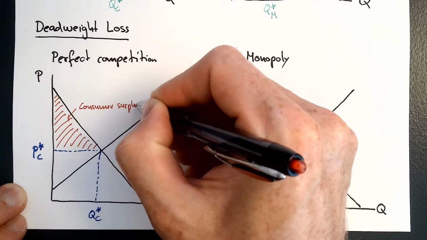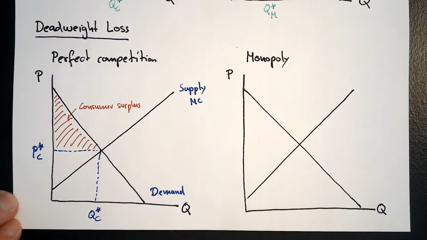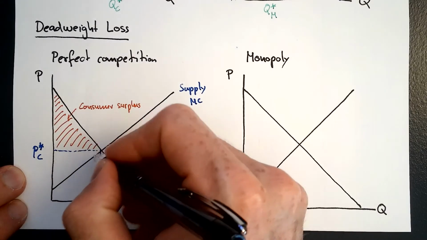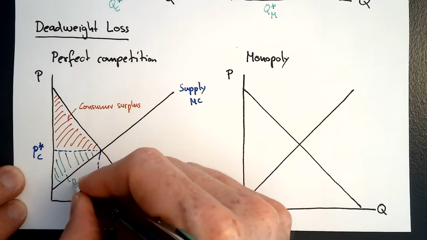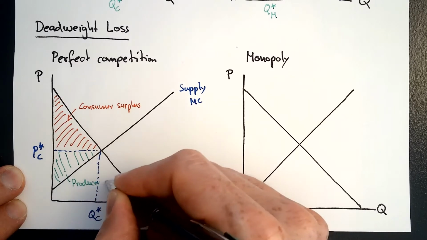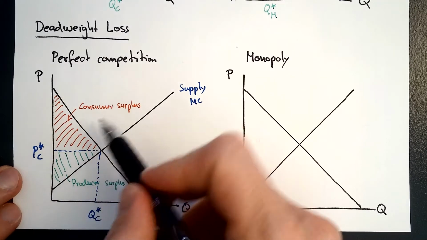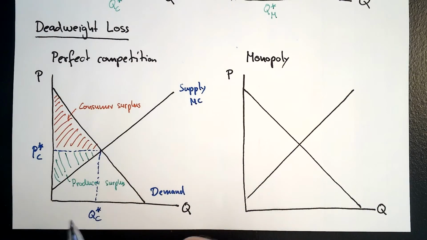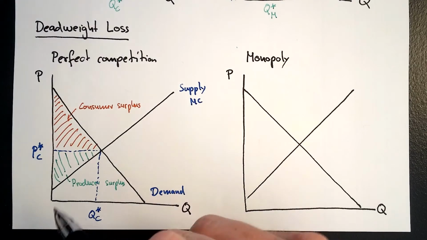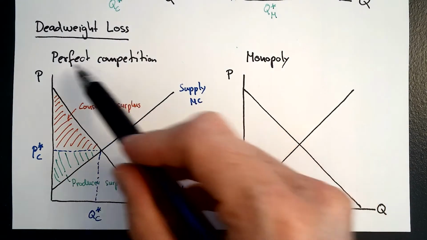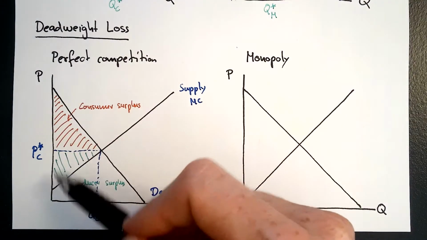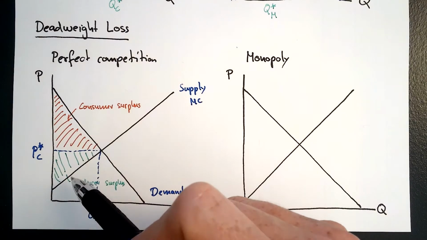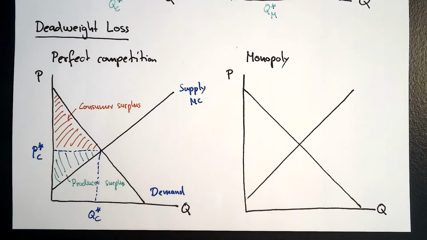And the triangle underneath the price and above the marginal cost function is the producer surplus. Okay. And the sum of consumer surplus and producer surplus is the social welfare. Okay? And so now here you can see why a perfectly competitive market is efficient, in the sense that the triangle here is maximized. Consumer surplus and producer surplus are capturing the entire area.